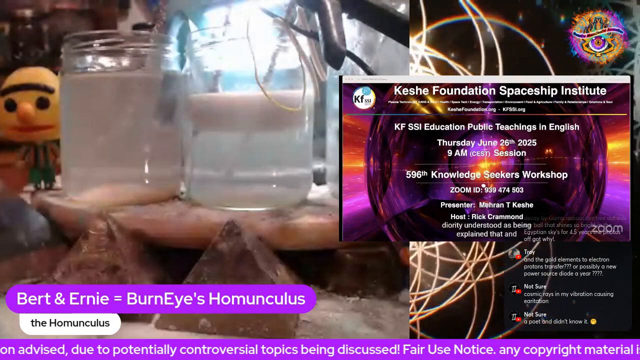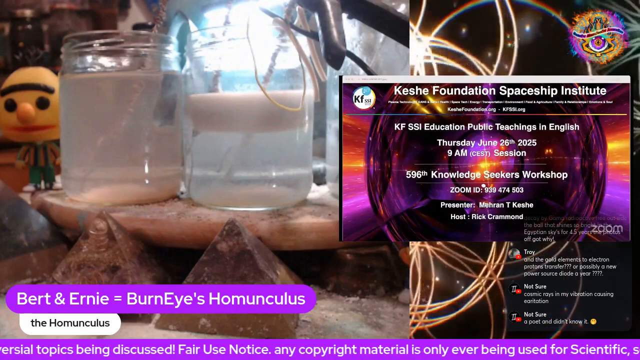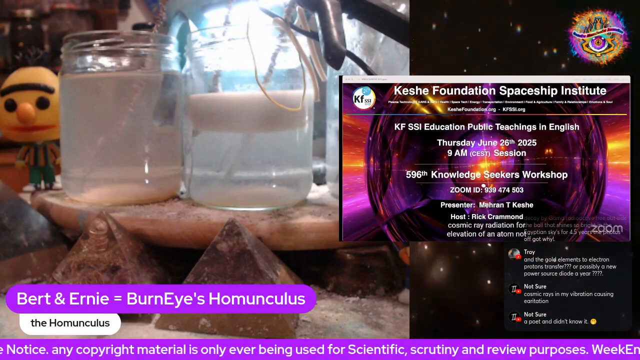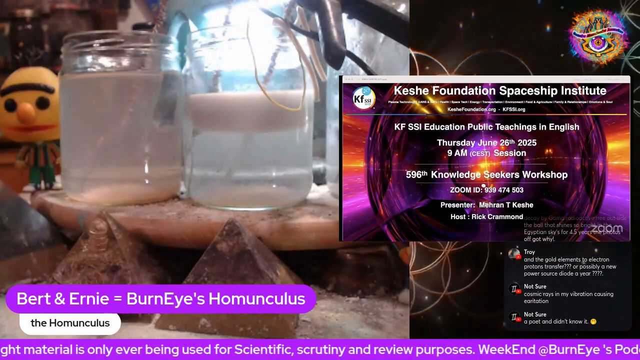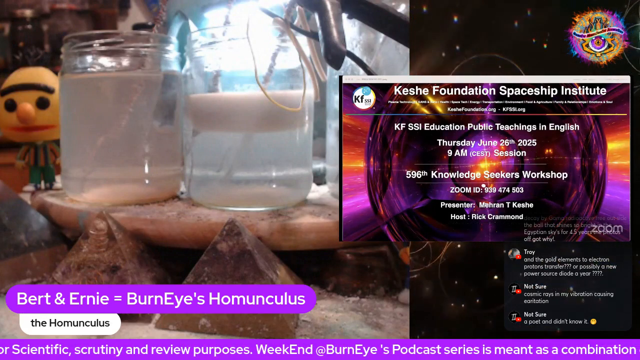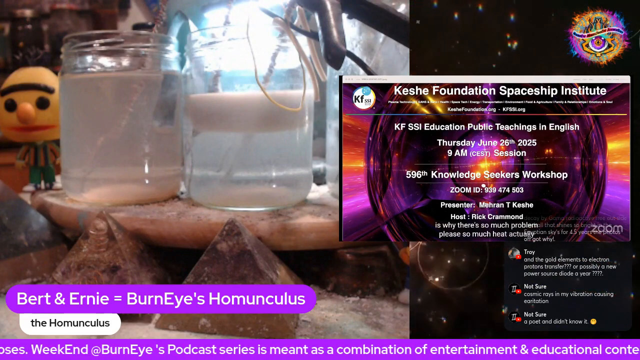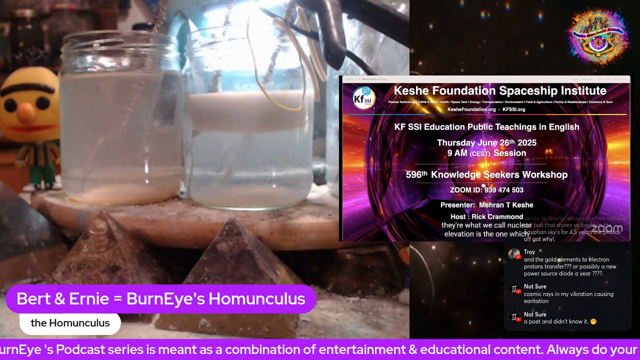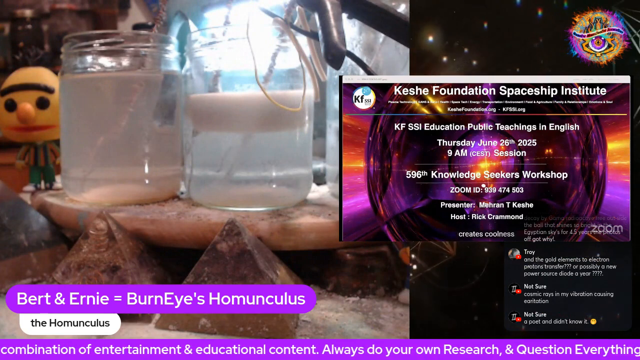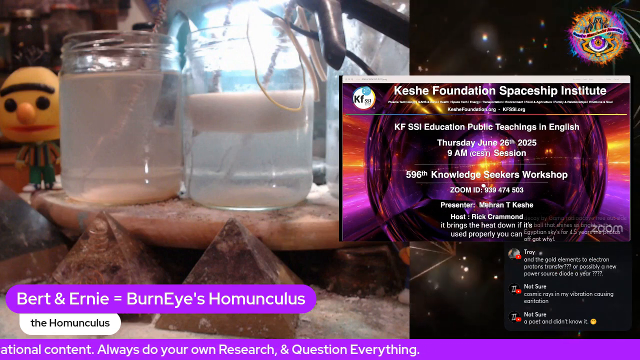And we're building a system for that purpose, creating nuclear cosmic ray radiation for elevation of an atom, not fusion. Fusion is totally the wrong way, it doesn't exist. This is why there's so much problem, it creates so much heat. What we call nuclear elevation is the one which creates coolness. It brings the heat down. If it's used properly, you can use it for controlling nuclear reactors.